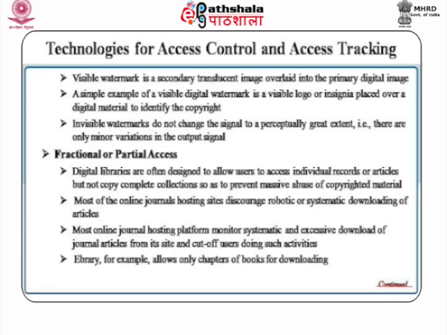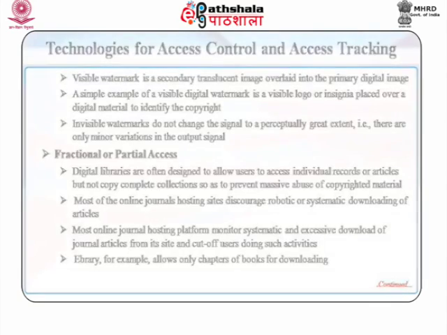Digital libraries are often designed to allow users to access individual records or articles, but not copy the complete collection, so as to prevent massive abuse of copyrighted material. Most journal hosting sites discourage robotic or systematic download of articles. Most online journal hosting platforms monitor systematic and excessive download of journal articles from their site and cut off the users doing such activities. eBrary, for example, allows only chapters of books to be downloaded.